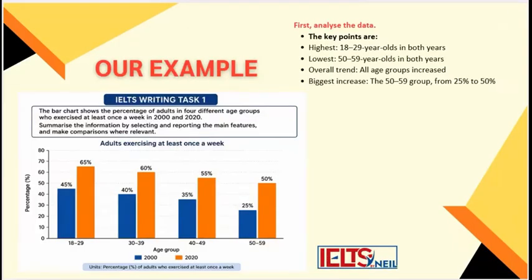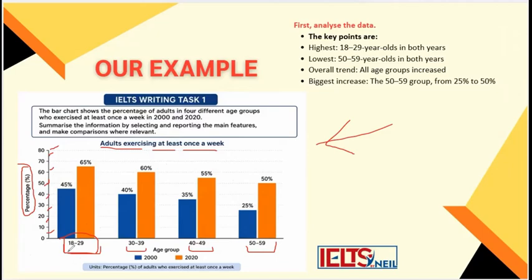So this is an example that we're going to do today. Now, let's try to understand, first of all, that they're talking about the adults exercising at least once a week. And there are 4 age categories given here. You can pause the video and just have a look at it. Now, these are the numbers given in the form of percentage. So basically, they are saying the people who are doing exercise at least once a week, the percentage of those individuals is given here.